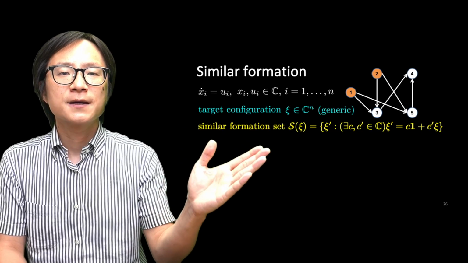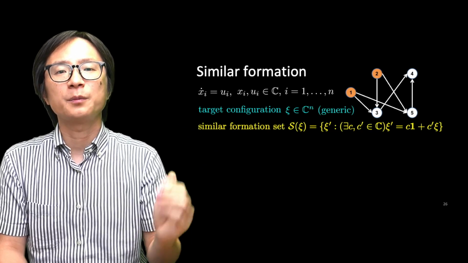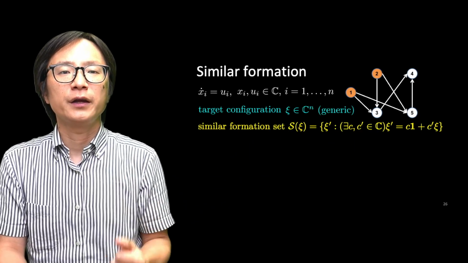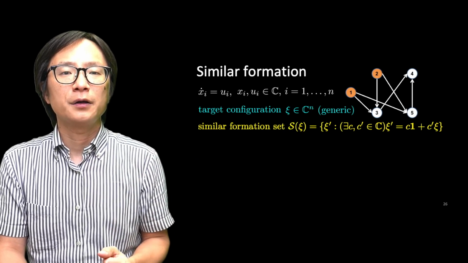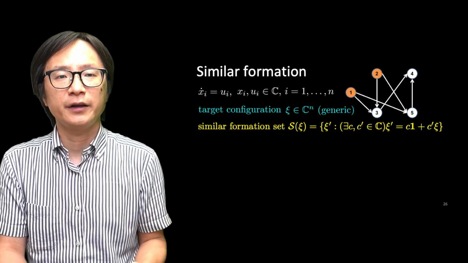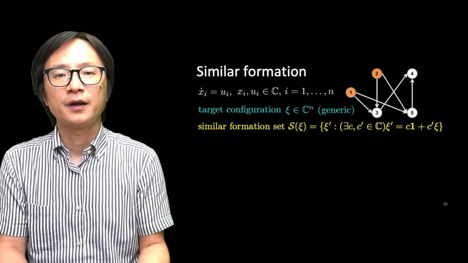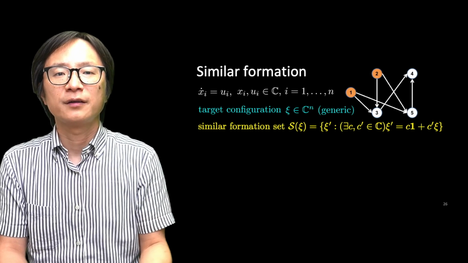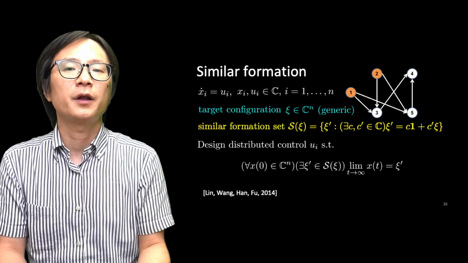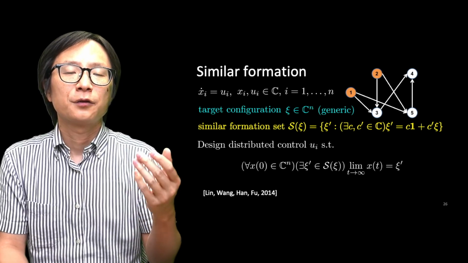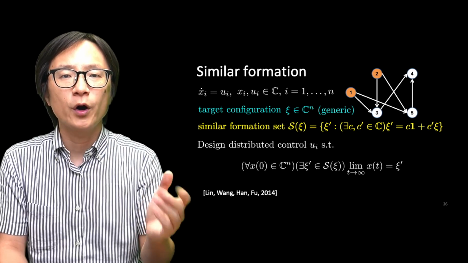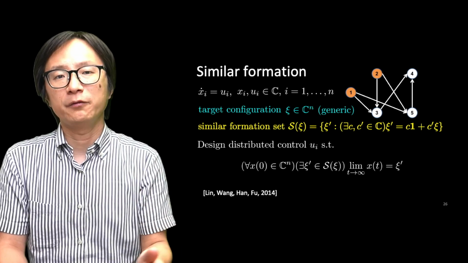Now we can write this set of all possible similar formations by defining this set with the definition we just introduced. Namely, we can write any similar formation as a complex linear combination of two vectors. And we denote this as the set script S of ξ. With this, we can restate the similar formation control problem as requiring the state to converge to a point in this set. Any point in the set is a similar formation.